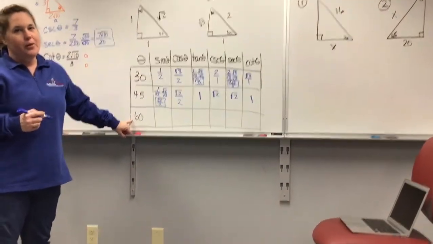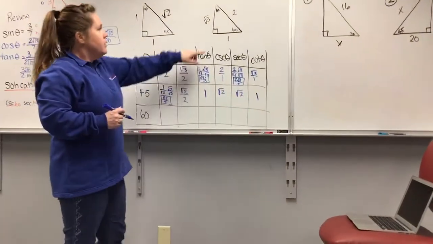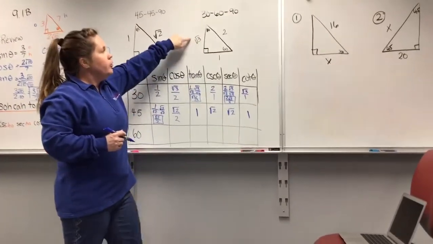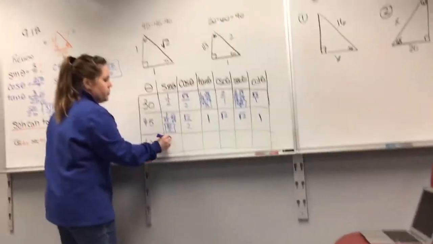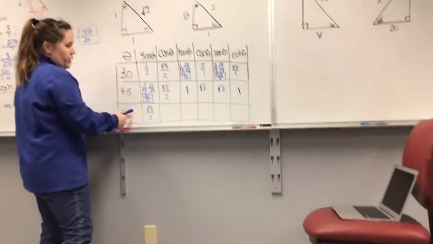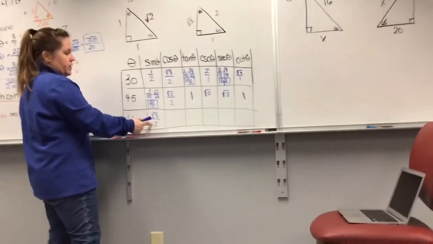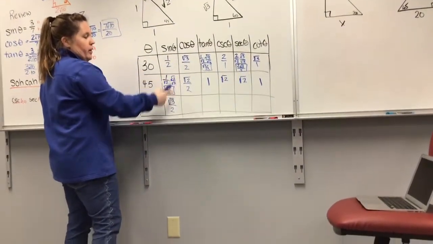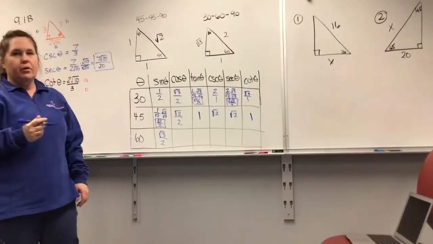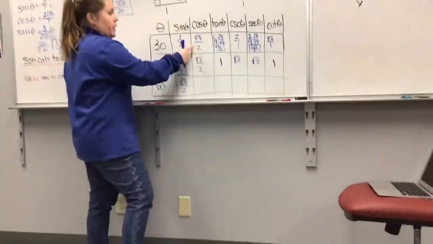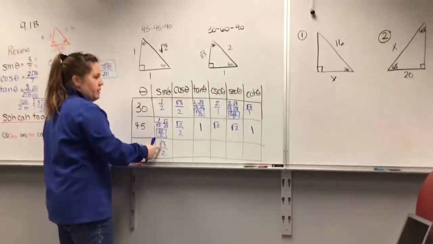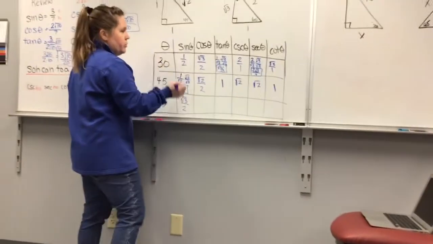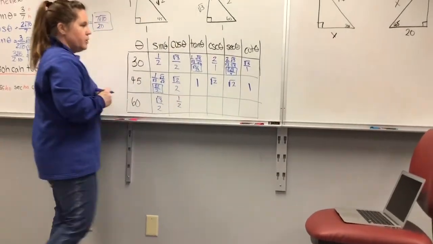60 degrees, we got one more to do. We're almost done here. So, 60. Sine is opposite over hypotenuse. So I'm going to get the square root of 3 over 2. Now, the sine of 60 is the same thing as the cosine of 30. Those are called complementary angles. So if sine and cosine of 30 and 60 are the same, these two are going to be the same as well. The cosine of 60 is equal to the sine of 30. That's going to be 1/2.